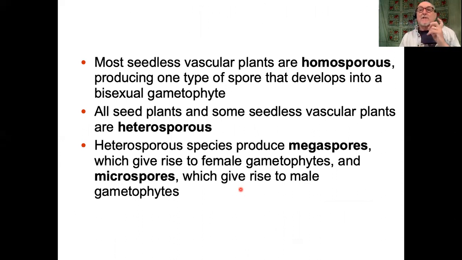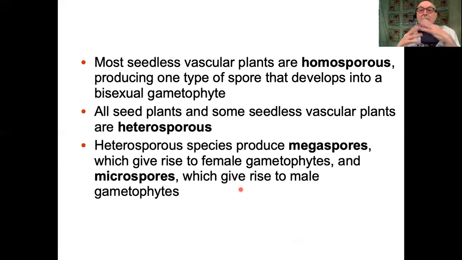Now, discussing the structure of spores, there are two kinds of spore that we need to think about. Many of the seedless vascular plants, the ferns and everything, we say they are homosporous. They only have one size of spore, and that spore produces a gametophyte with both male and female.